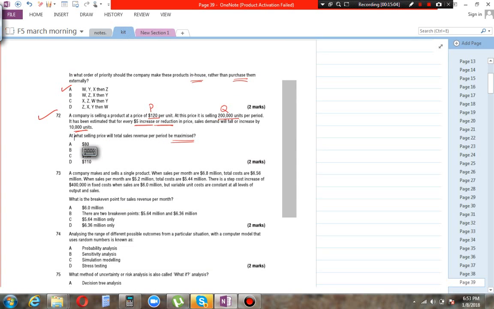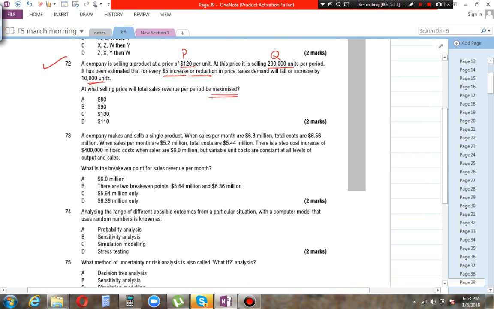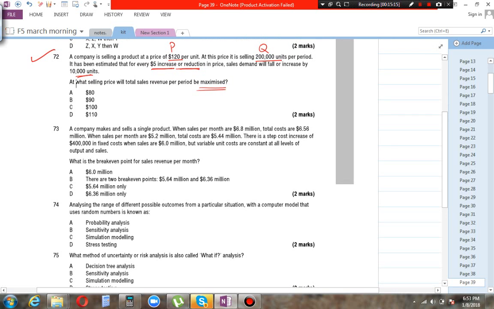Not fair for 2 marks, but still this was required. BPP questions are sometimes a bit more difficult than the examiner's questions. This is what I think, but I can be wrong also. Alright, anyways, let's do question number 73 now.